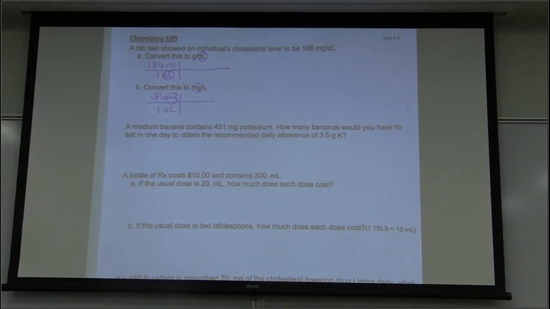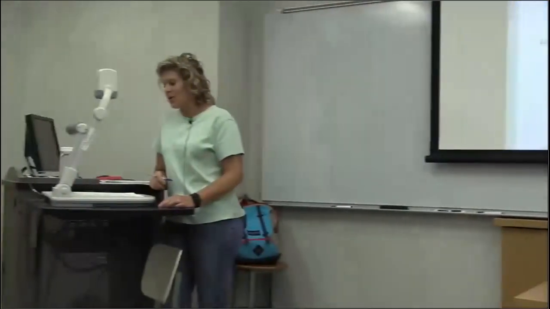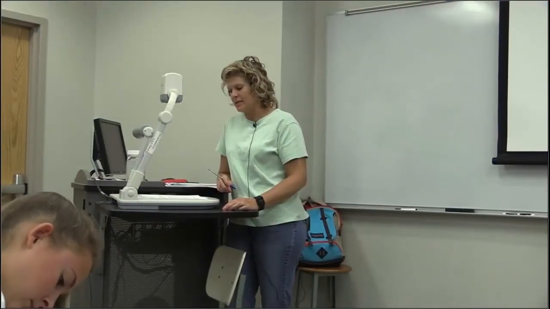Most of you will agree that bananas are a good source of potassium, yes? But if you were depending upon bananas to be your sole source of potassium in a day, you'll maybe be a little surprised at how many bananas you have to eat. It's quite a few bananas. So what do you think the given is going to be in this problem, and what's the conversion factor?